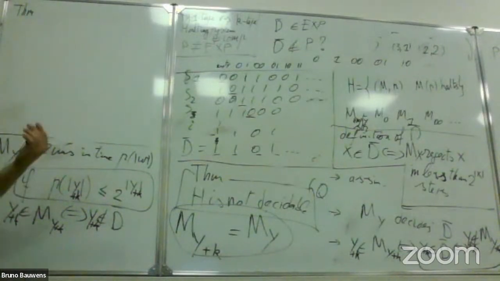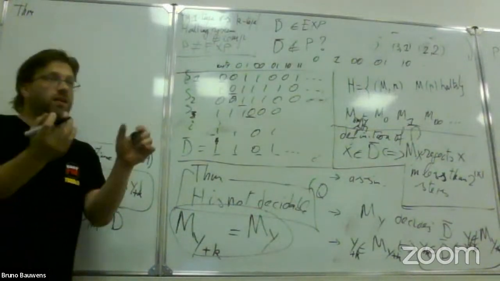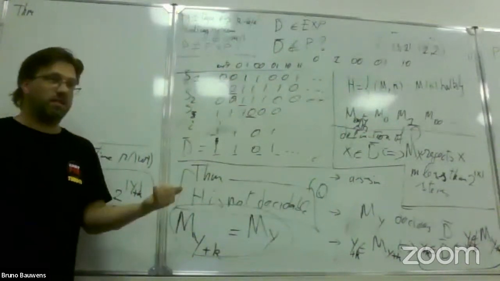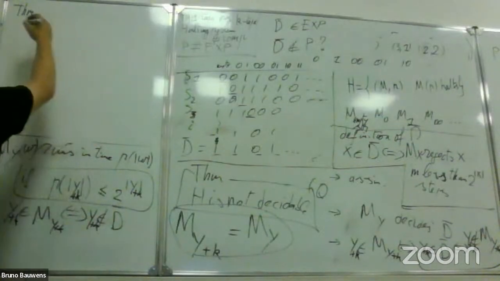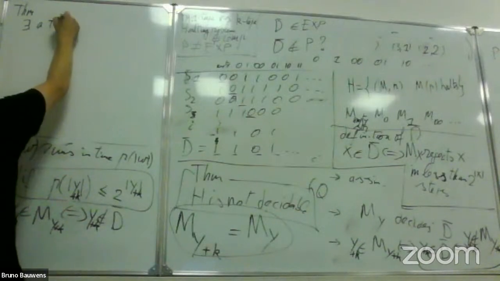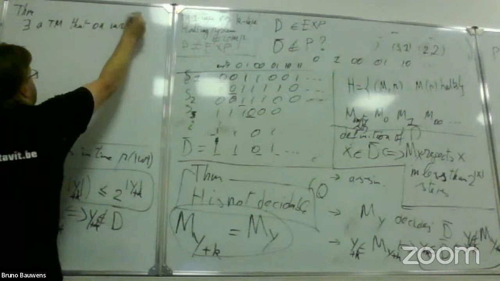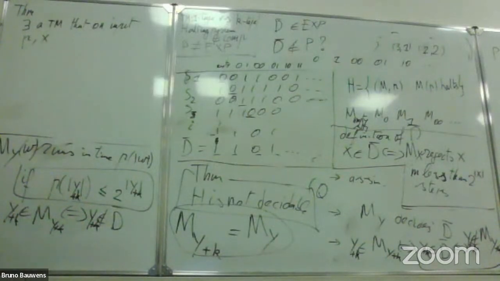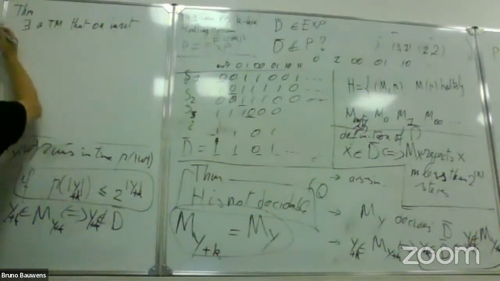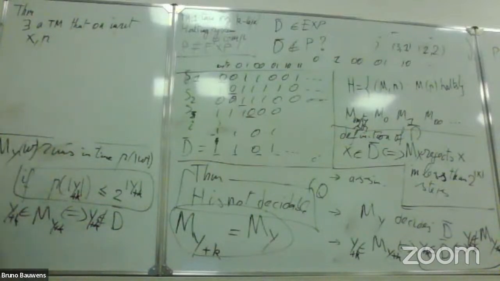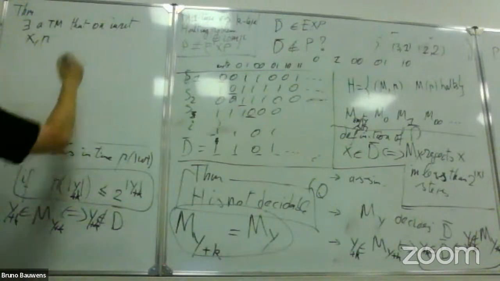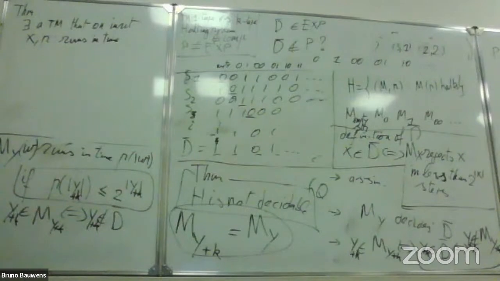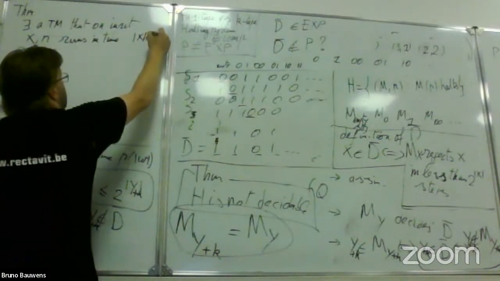Now we consider Turing machines that have two strings as input. We understand we start them by writing the two strings separated by a blank on the input tape, and then we see whether they accept or reject. Okay, and so the theorem says that there exists a Turing machine that on input X and P runs in time O(length of X plus time of P).